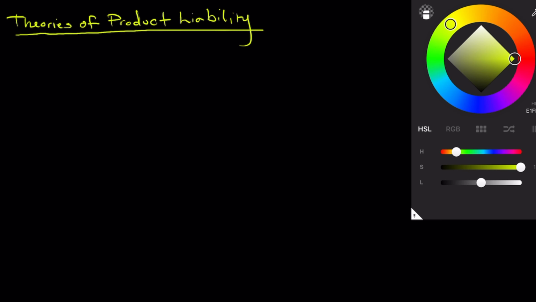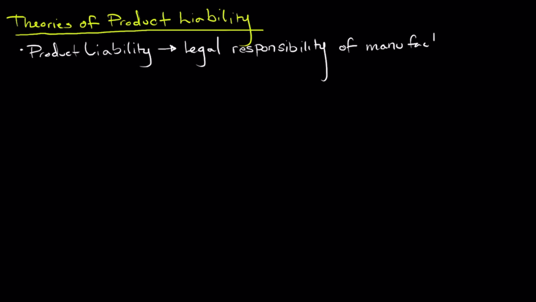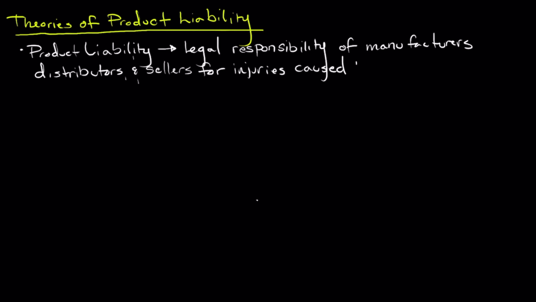So let's get started. For starters, product liability refers to the legal responsibility of either manufacturers, distributors, or resellers for injuries caused by defective products. When a product is defective and causes harm to a consumer, there are some different legal theories that can be invoked to hold the responsible parties liable.